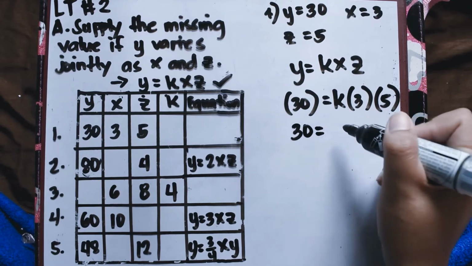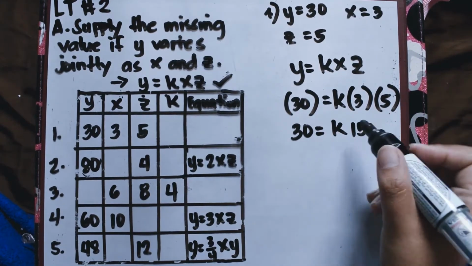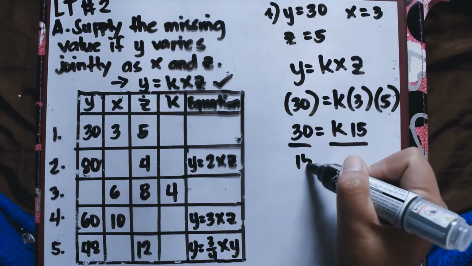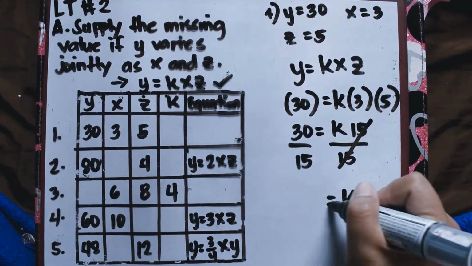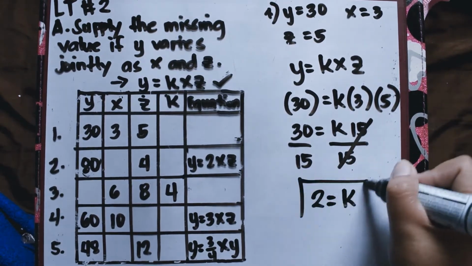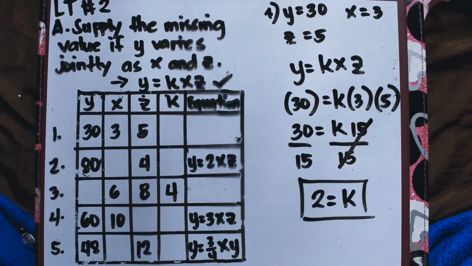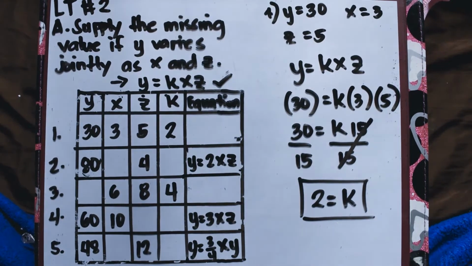So, we have 30 is equal to k times 3 times 5, we have 15. And since ang hinahanap natin is the constant, divide both sides by 15, para makancel natin ito. So, we have constant now is equal to 30 divided by 15, so we have 2. So, eto na po ang ating constant ng ating variation. So, nasagutan na natin to. Lagay ko na po dito. So, we have 2. Nakuha.